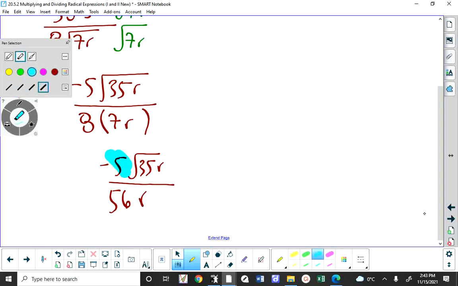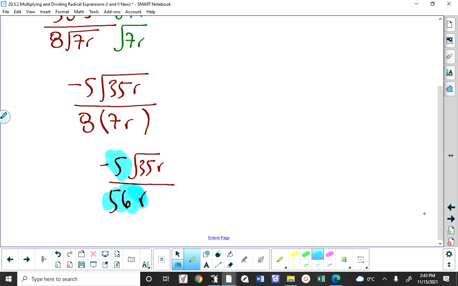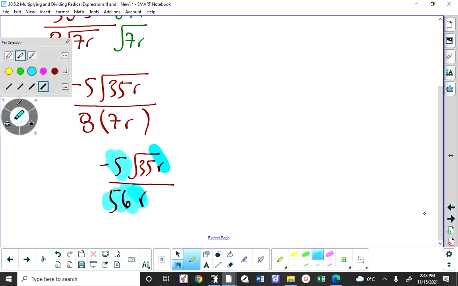Okay, can these two coefficients be whittled down to smaller numbers? No. Is this radical simplifiable? Like, is there a perfect square as part of 35r? No. So we're done. No radicals in the bottom.